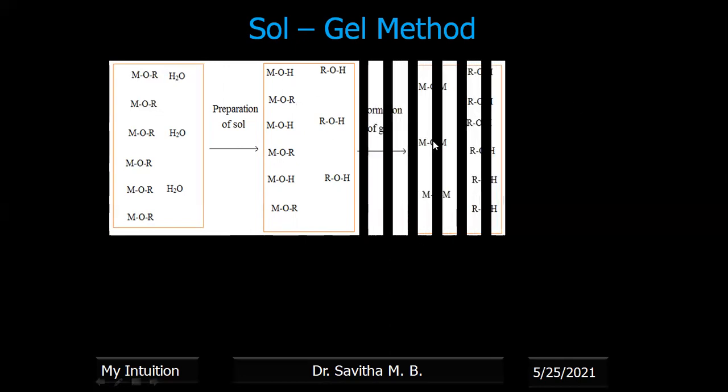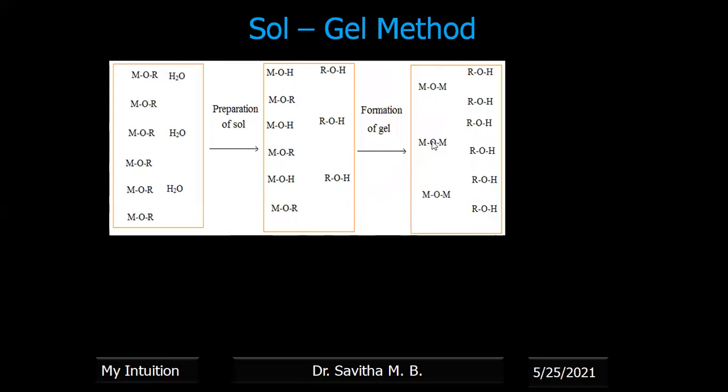Now once you prepare the sol, you have to prepare a gel. That means the liquid has to be removed, or the liquid content has to be minimized. How can we do that? By continuous stirring. When there is continuous stirring, the metal hydroxide and metal alkoxide combine to form metal oxide metal. So M-O-M will be formed, and everything else will get converted into alcohol. Now there is a large amount of liquid, and this metal oxide is the solid phase.